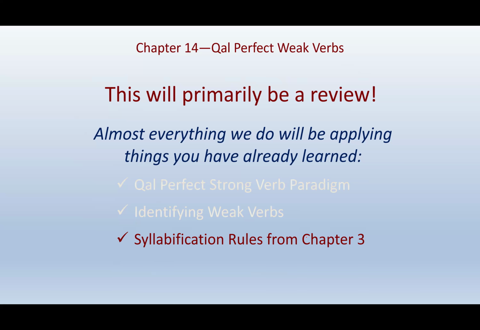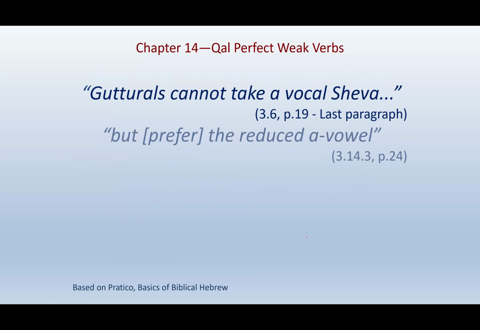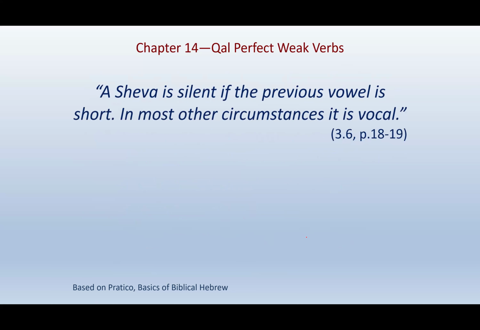And then looking at the rules from chapter 3 on how we pronounce things, gutturals cannot take a vocal schwa. Okay, we learned that back in chapter 3, page 19. But they prefer a reduced A vowel. That also is in chapter 3, page 24. So we have a chet and a reduced patach vowel. That's what a guttural will prefer, is an A vowel. A schwa is silent if the previous vowel is a short vowel. In most other circumstances, it's vocal. And that's also in chapter 3.6, pages 18 and 19.